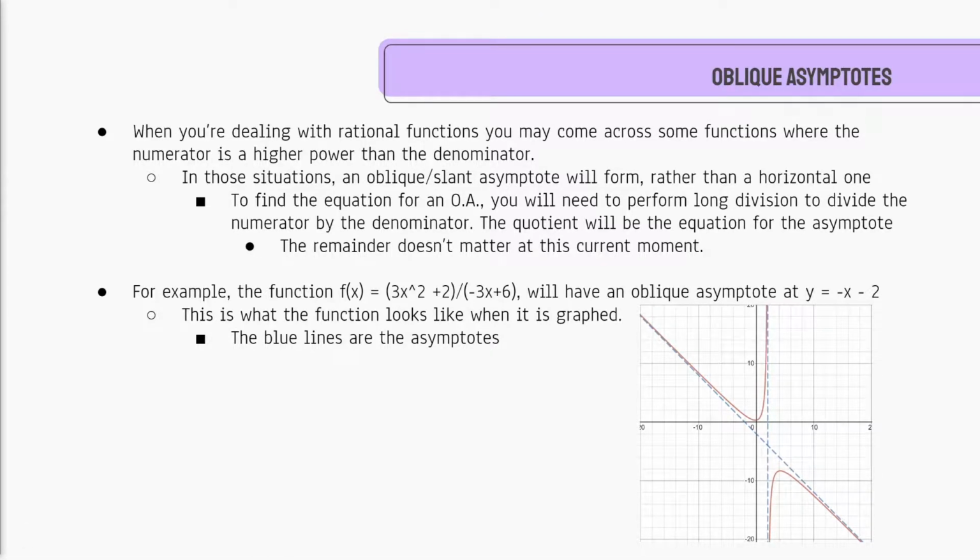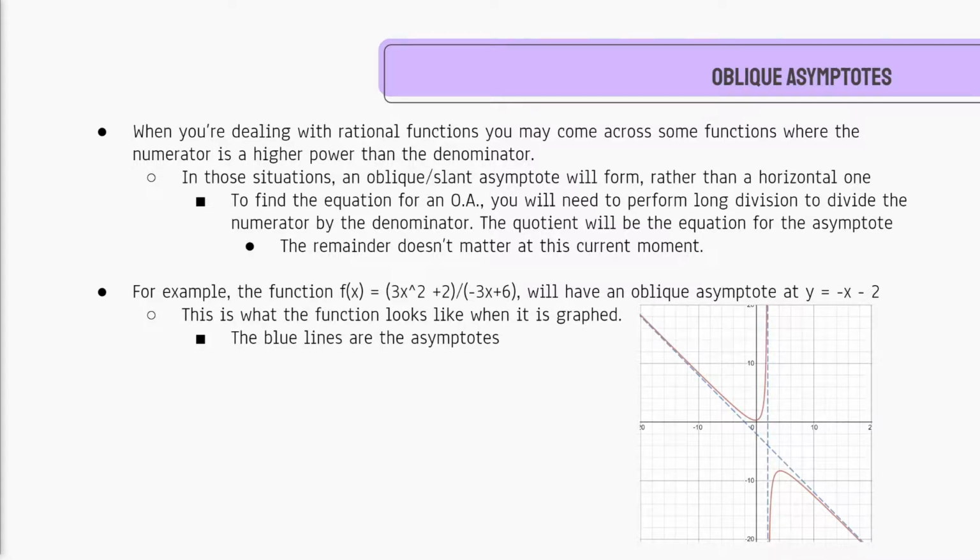Essentially, when you're dealing with rational functions, so far we've only been dealing with a constant over a rational function, or a polynomial function of the same degree over a polynomial function of the same degree. But now it's really important for you to learn that you could have a polynomial function of a higher degree dividing over something that has a lower degree. For those situations, you will actually have an oblique or slanted asymptote rather than a horizontal asymptote.